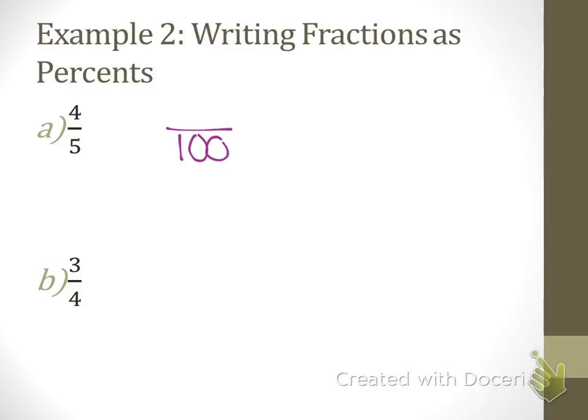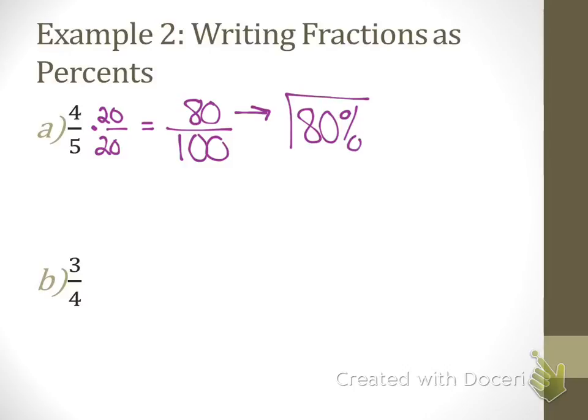And what is it going to be here? It's going to be 80 over 100, but I multiply top and bottom by 20. You have to make sure that you show me what you're multiplying top and bottom by. And you get 80 over 100, and that gives you 80%, and that's going to be your answer. I want to see what you're multiplying by, I want to see that fraction, and then change it to a percent.